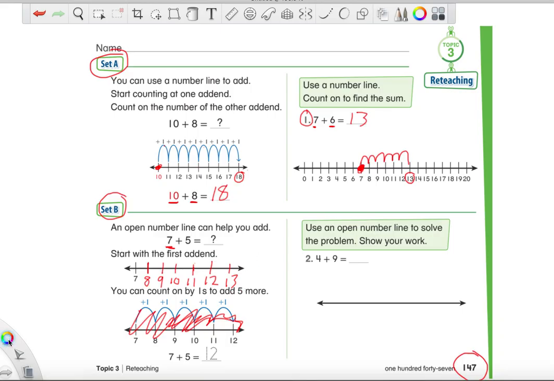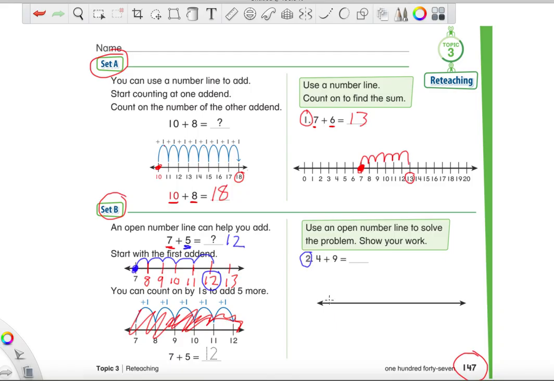And what we're going to do is, now that we made a number line, now we can solve it using the number line. So our first number is 7, so we start at 7. And then our second number is 5, so we make 5 jumps. 1, 2, 3, 4, and 5. I landed on 12. So now we know that 7 plus 5 is 12. Alright, so for number 2, try this one on your own.